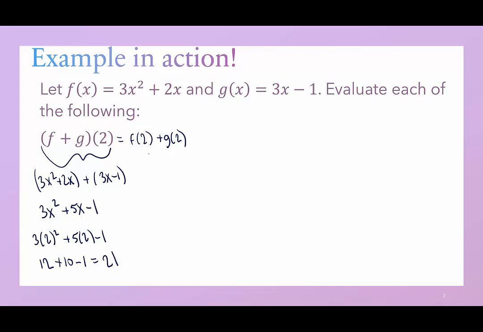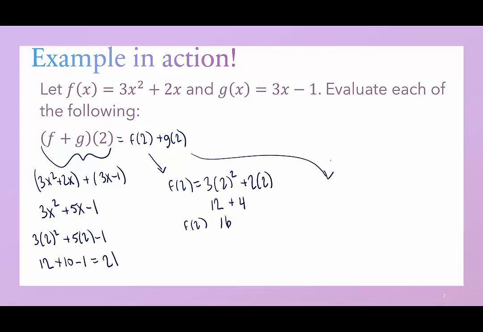So if I compute them separately, f of 2, anywhere in f I see an x, I'm replacing it with 2. And there I have that 2 squared is 4, 4 times 3 is 12, and 2 times 2 is 4, so f of 2 is 16.